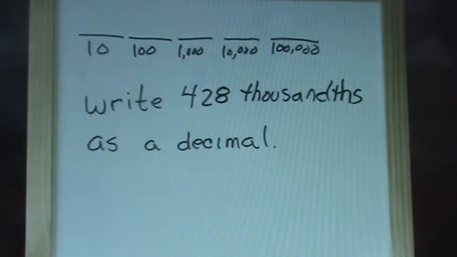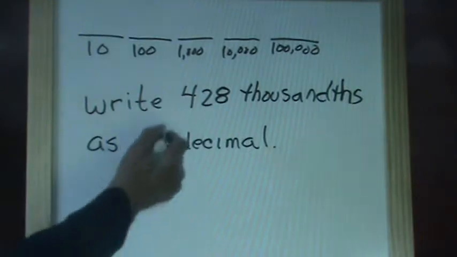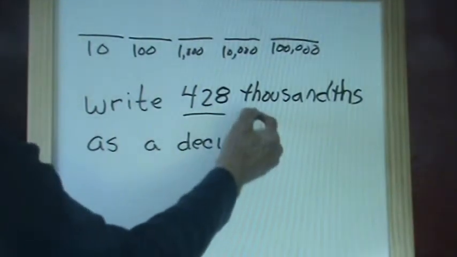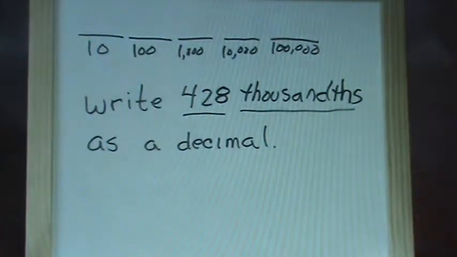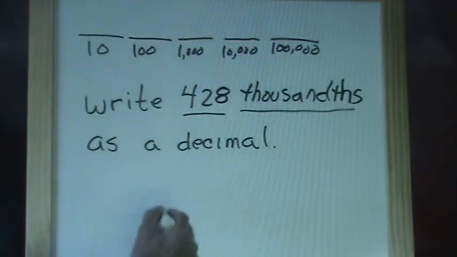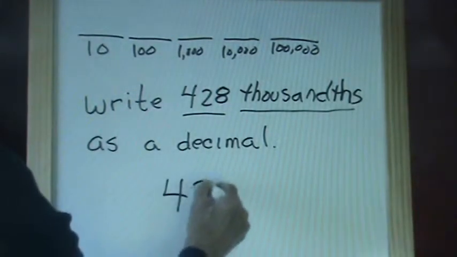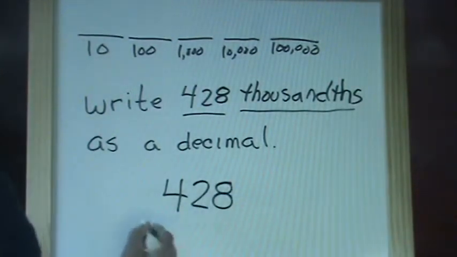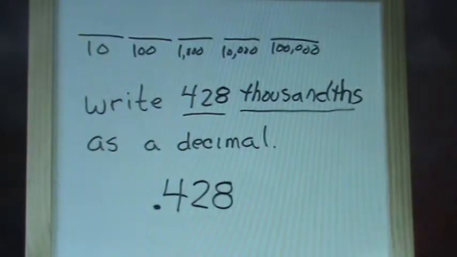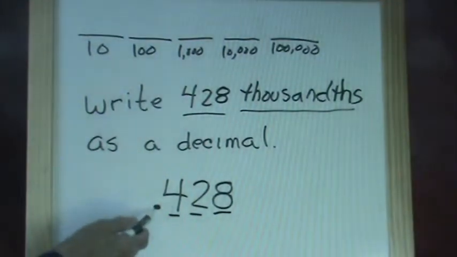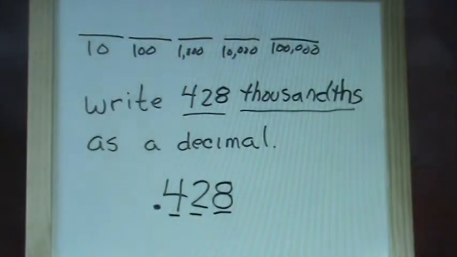Let's look at our next example. Write 428 thousandths as a decimal. Well, I write the number 428 with a decimal point. Now let's see. This is tenths, this is hundredths, this is thousandths. So decimal point 428 is 428 thousandths.